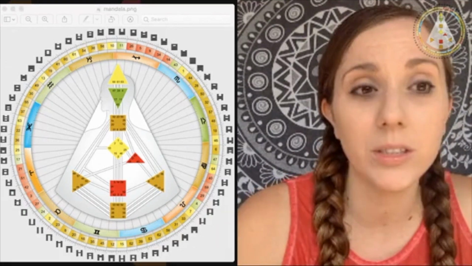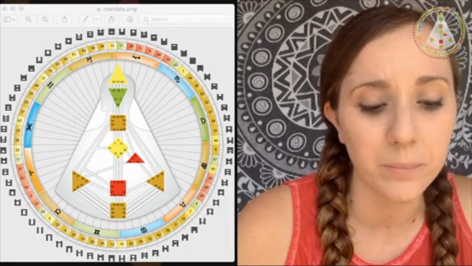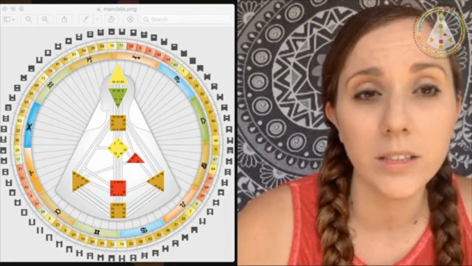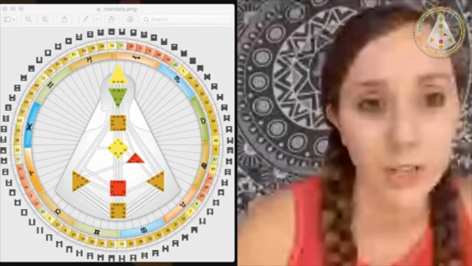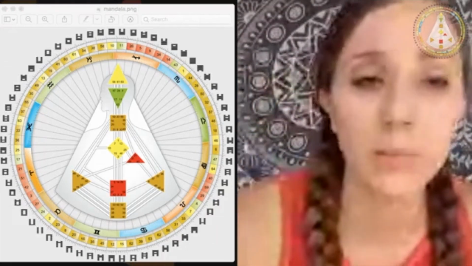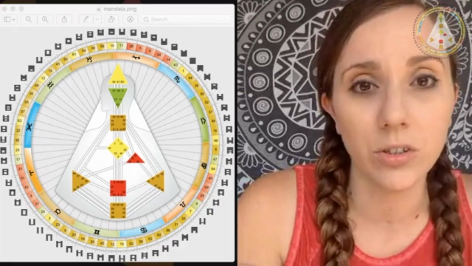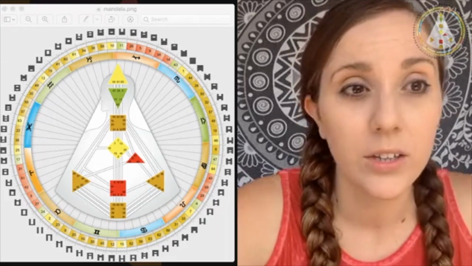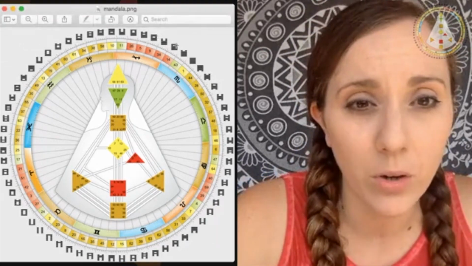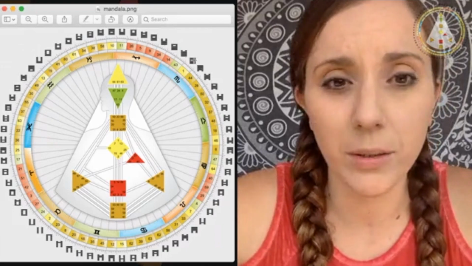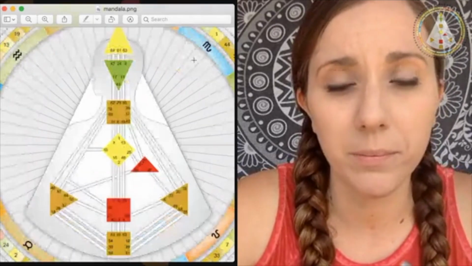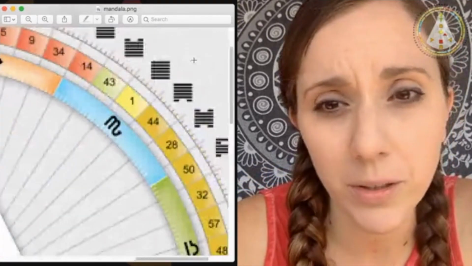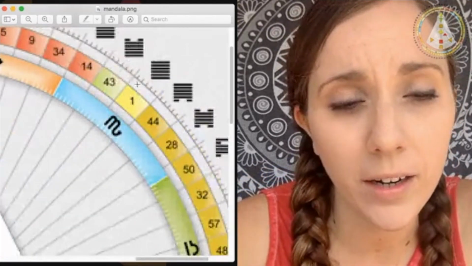What we want to understand about these lines is that in the I Ching, they're constantly changing. The I Ching is called the Book of Changes, and it is what the Gene Keys and Human Design are founded on. It's the foundational teaching that these other systems were created on. So if you look here, let me see if I can zoom in. Oh, there we go. Apologies for it being a little bit blurry.